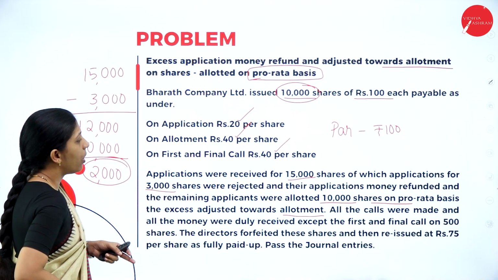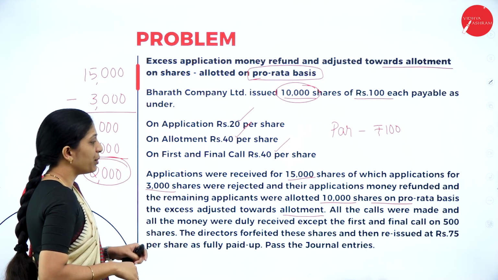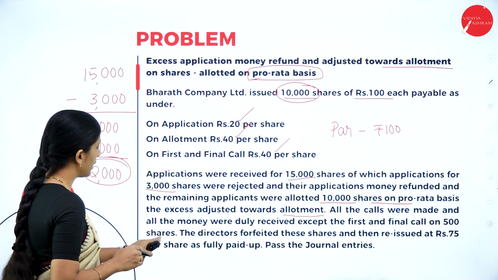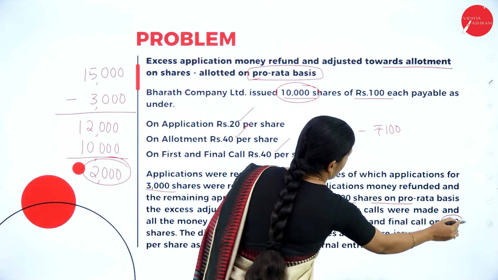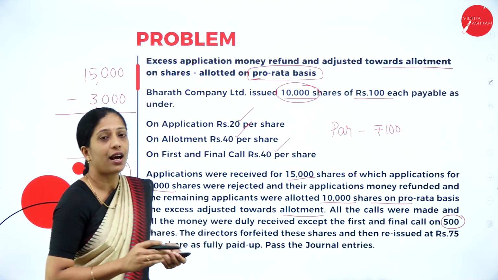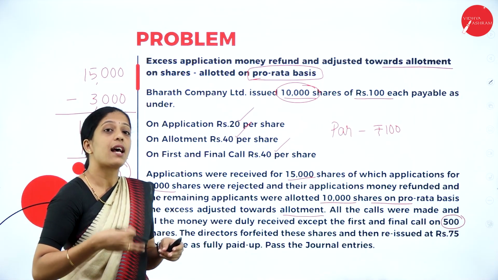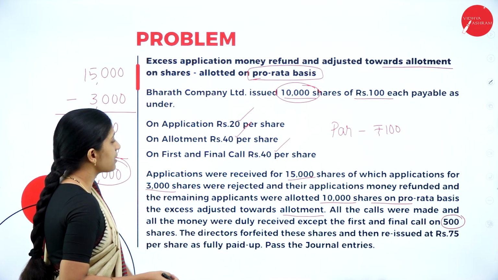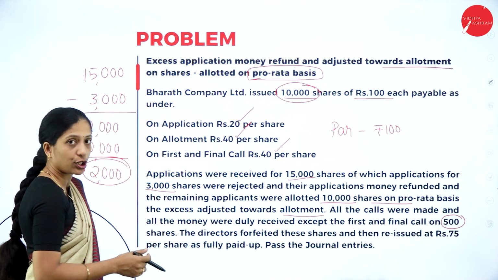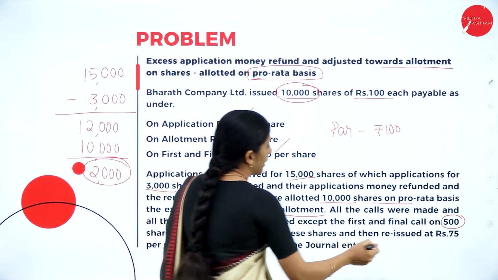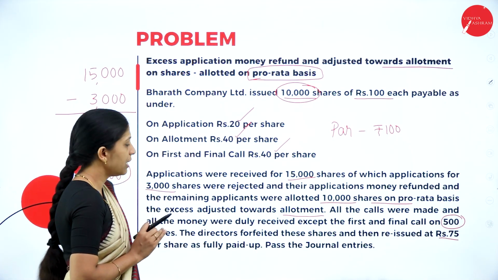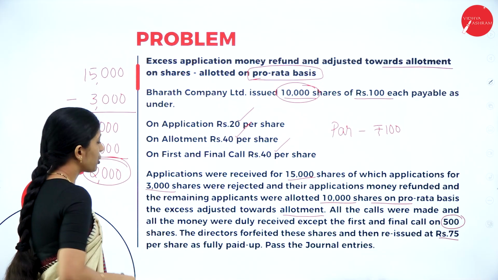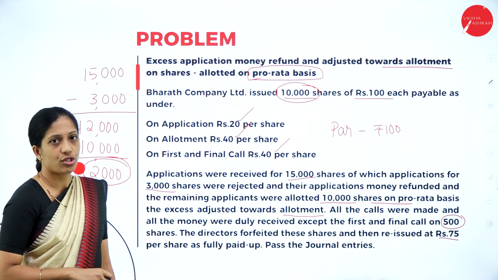Allotment. Okay. All the calls were made and the money was duly received except on first and final call on 500 shares. Here also all the shareholders did not pay. So for 500 shares, we are going to forfeit those shares and reissue. So the directors forfeited these shares and then reissued at ₹75. They are going to reissue at ₹75, which means that 25 rupees is discount per share as fully paid up. Pass the journal entries.